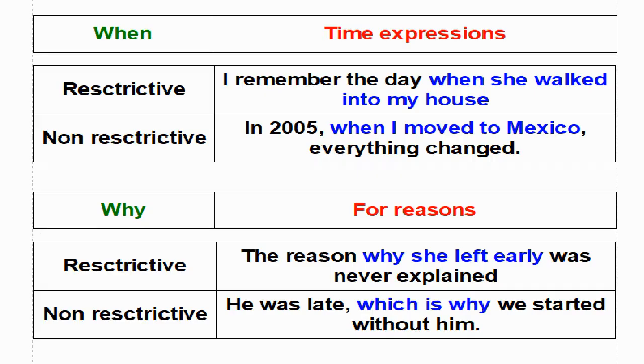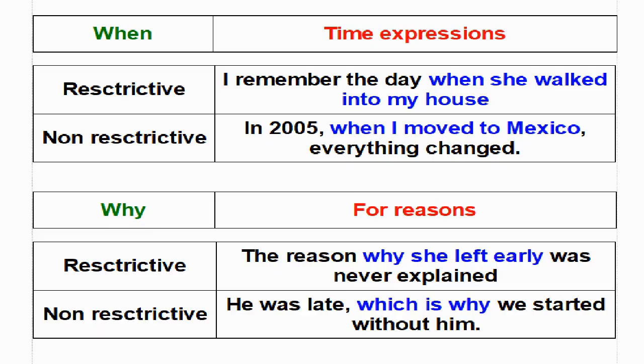When. Relative clauses using when are used to refer to time and typically follow nouns like day, time, moment, year, or occasion. Restrictive relative clause with when: I remember the day when she walked into my house. The clause is necessary to identify the day. Non-restrictive relative clause with when: in 2005, when I moved to Mexico, everything changed.